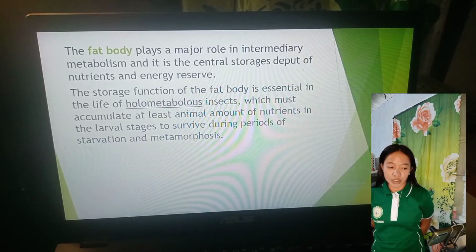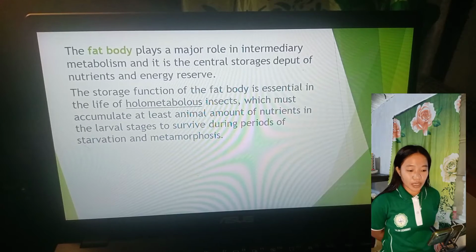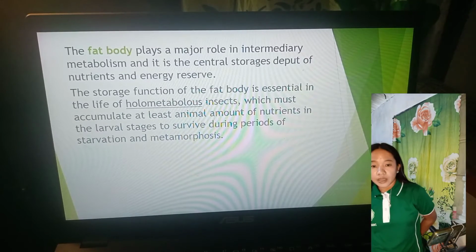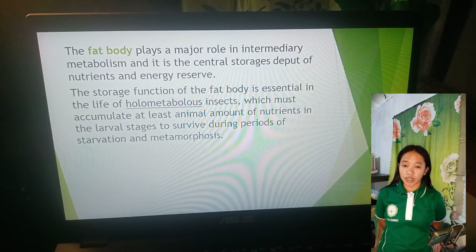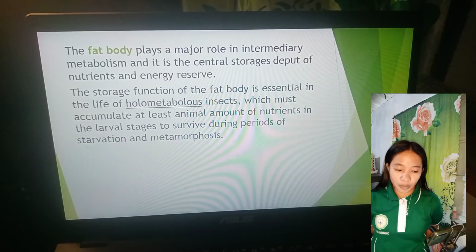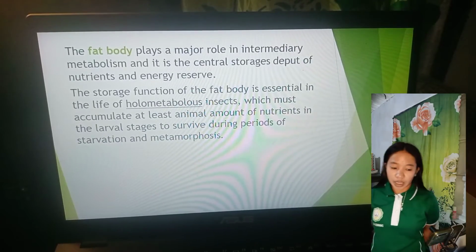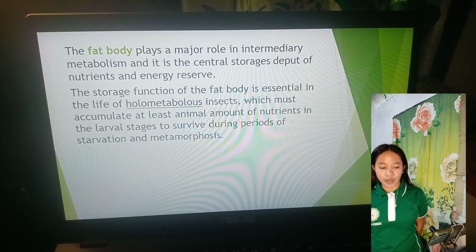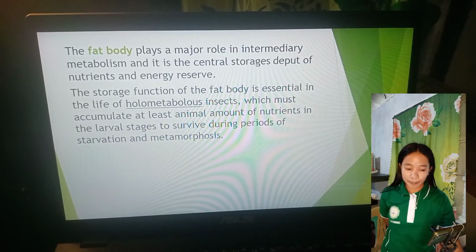The fat body plays a major role in intermediary metabolism, and it is the central storage depot of nutrients and energy reserves. The storage function of the fat body is essential in the life of holometabolous insects, which must accumulate at least a minimal amount of nutrients in the larval stages to survive during periods of starvation and metamorphosis.